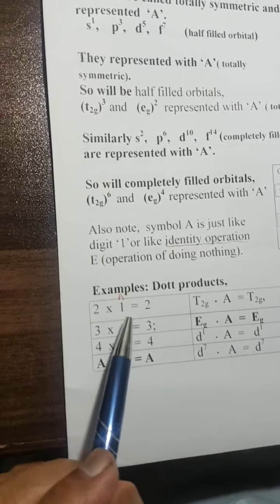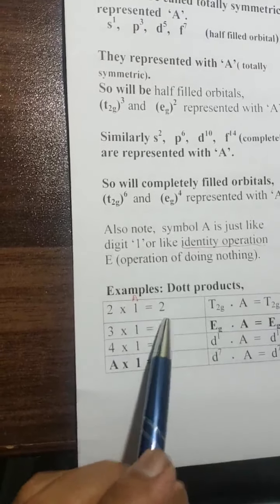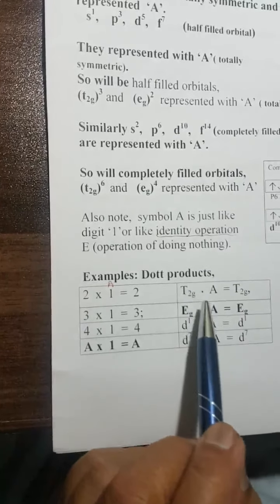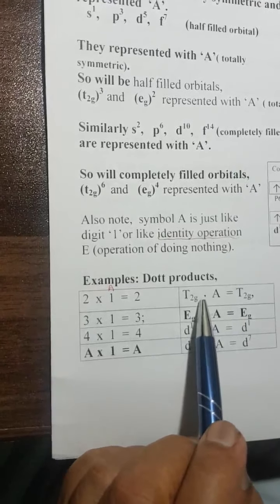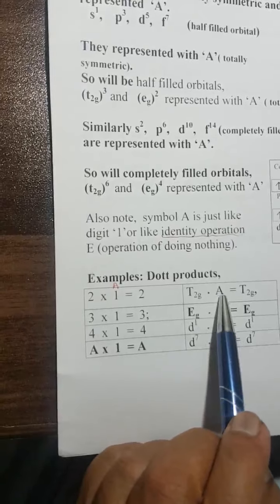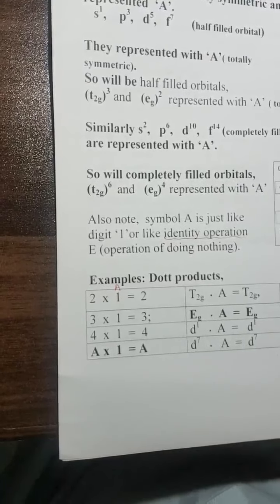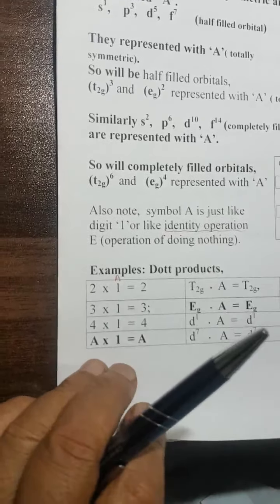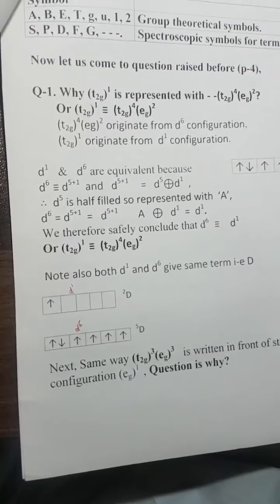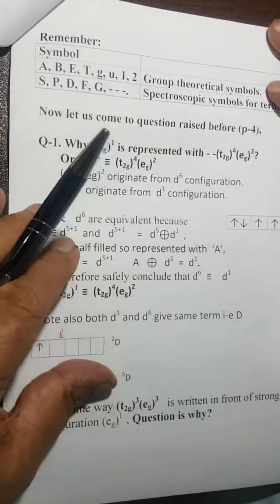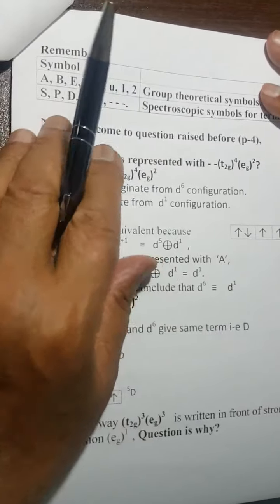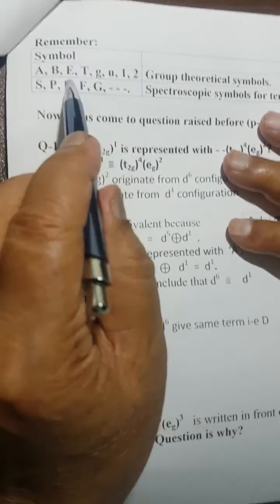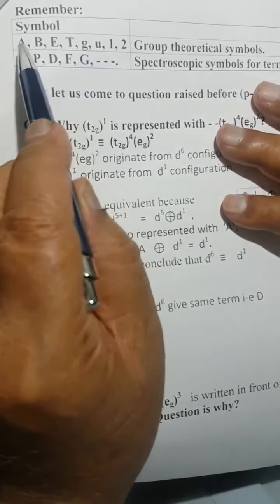2 multiplied by A is equal to 2. 3 multiplied by A is equal to 3. Similarly, T2g product. Okay? Direct product A times T2g is equal to T2g, E is equal to E. d1 multiplied by A is equal to d1, and similarly like this. Remember, this is again very important. I have mentioned this before as well.